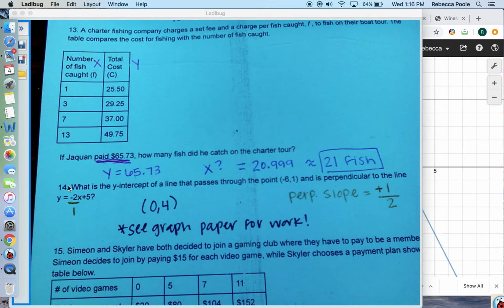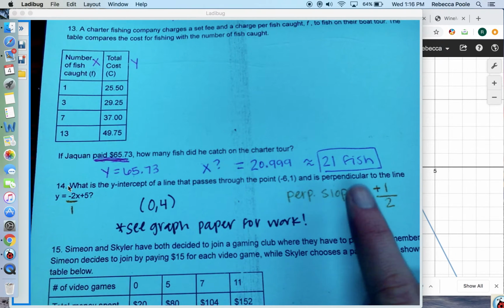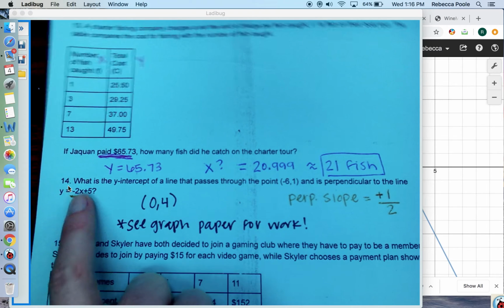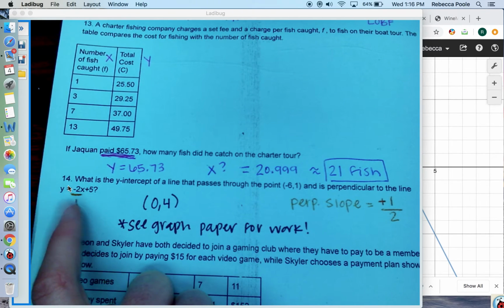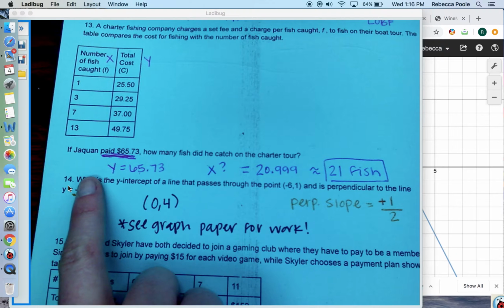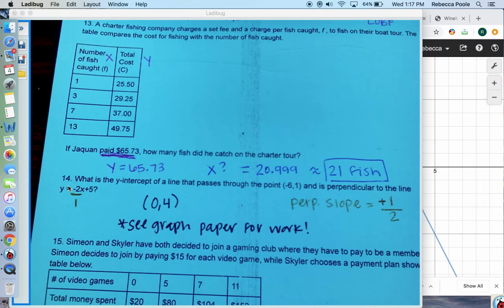as well. Okay? So either way you do, it'll work for this one, but you do have to know, no matter which way you do it, that perpendicular slopes are the opposites, complete opposites of the given line. So we flip the fraction and change the sign.